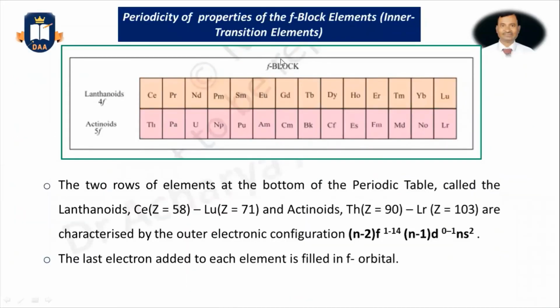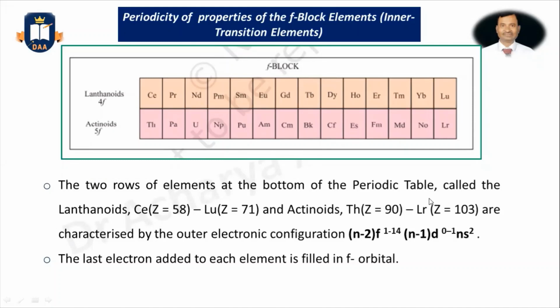These are the F block elements, and they have two rows. The first row is the lanthanoids, and these 14 elements belong to the 4f subshell. The actinide series also has 14 elements, and it is part of the 5f subshell. These are the two rows of elements at the bottom of the periodic table.